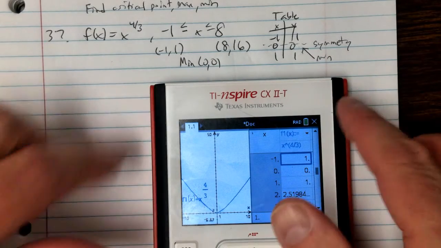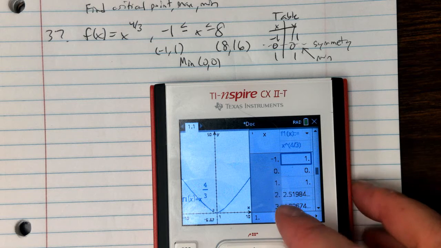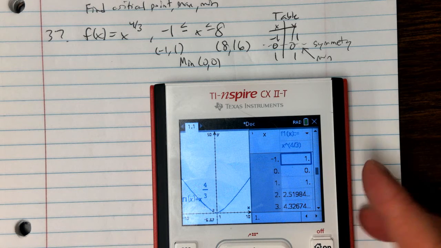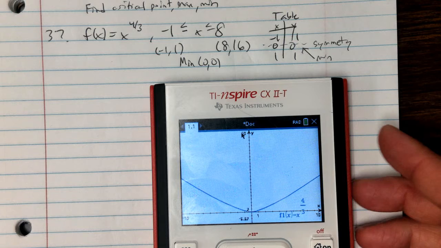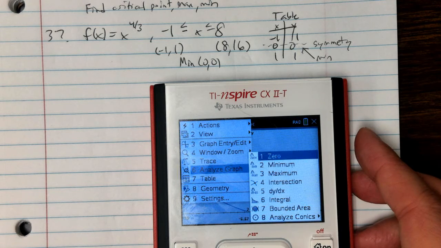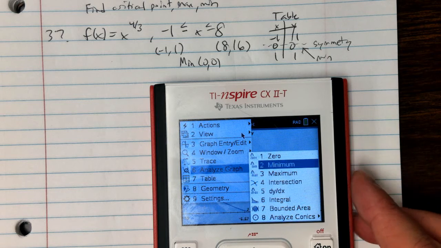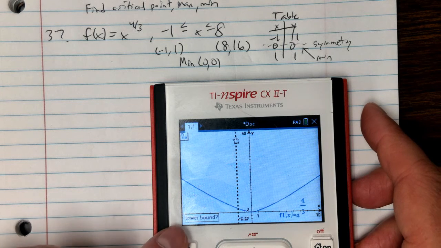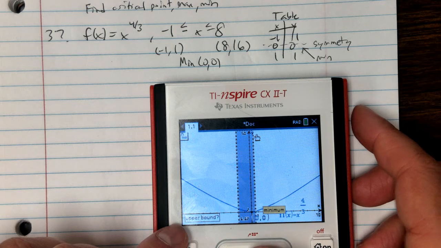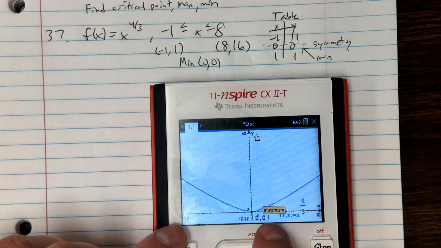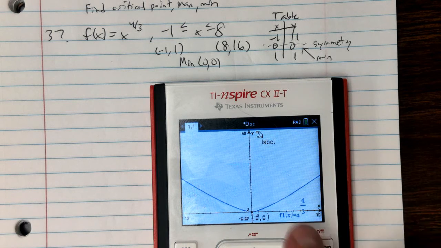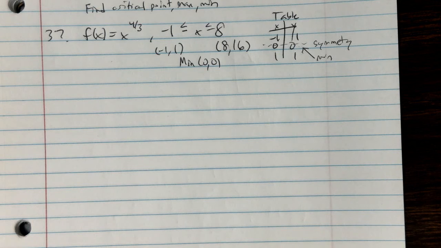If you don't feel comfortable with doing it that way, and sometimes it doesn't show up in your table, you may want to actually just use analyze graph and go to the minimum, which is there, and trap it. The lower bound just means the left, and the upper bound means the right. And there's the 0, 0. Okay, so that's the most important part, and then we have our paragraph.